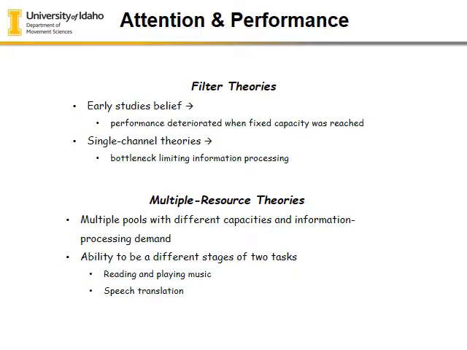So multiple resource theories is that there are multiple pools with different capacities, and each of these different capacities has an information processing demand on it, right? So each of these pools represents a different capacity and different processing demand. And that's really what it comes down to, right? It's our ability to information process this material and produce the desired outcomes in the motor behavior. Now we have the ability to be at different stages within the two tasks, right? So reading and playing music is really two things. I have to do the motor control to do it, but I'm also reading the music.